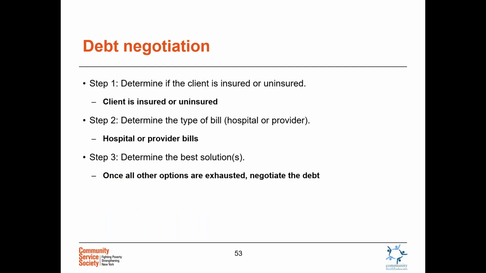Okay, so moving on to debt negotiation. Again, these are the same steps that we discussed before. You want to determine if the client is insured or uninsured, determine the type of bill, hospital or provider, and then determine the best solution. Again, debt negotiation, like hospital financial assistance, is something you want to wait to start until you have evaluated every other option that we have discussed before. But once all those other options are exhausted, then you can turn to debt negotiation. And in this situation, I would also say you would want to try HFA before debt negotiation if it's a hospital bill or the HFA policy applies.